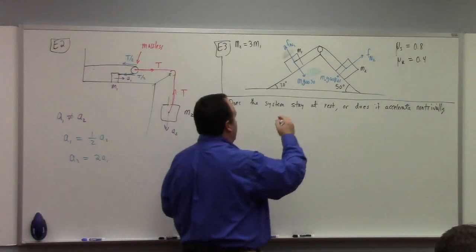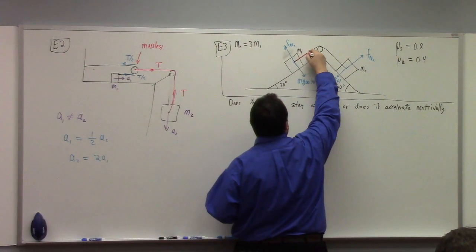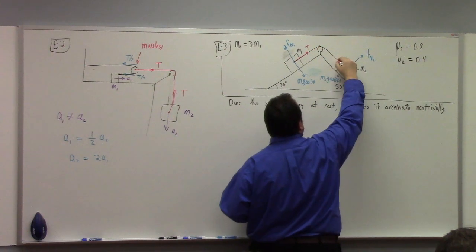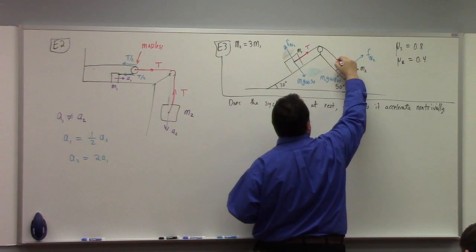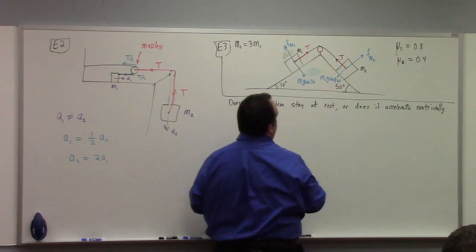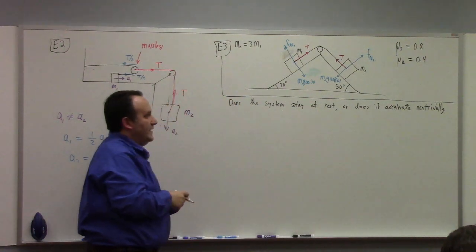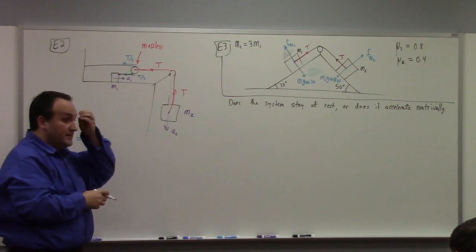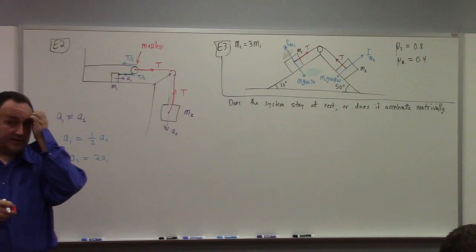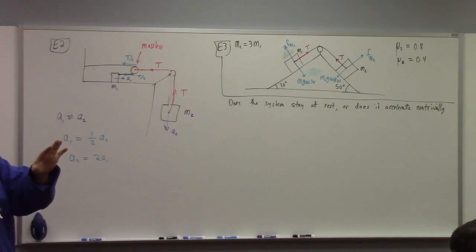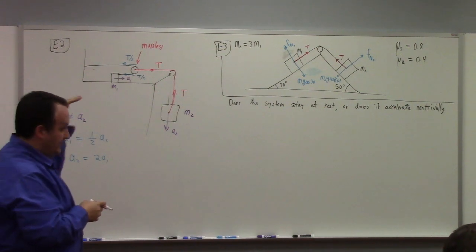Tension, very good. And the tension, this one's easier, right? Because there's just one rope and there's just one tension to think about. So you got tension that way, tension this way, same tension. And let's see here, what was the situation? M2 is equal to 3M1, right? So if there is motion, which way is it going? It's going that way, right?